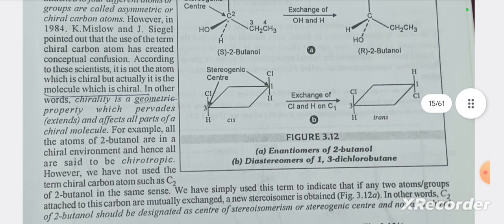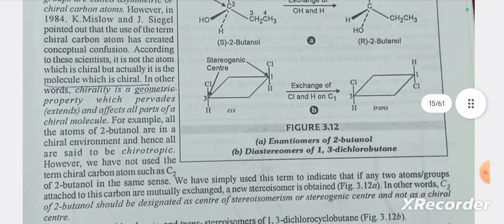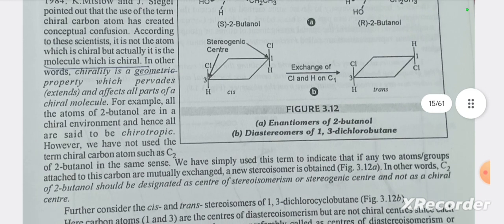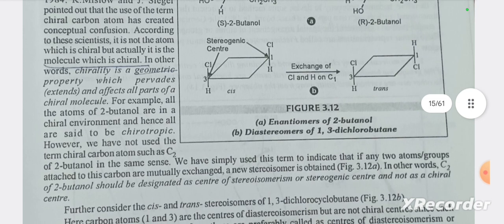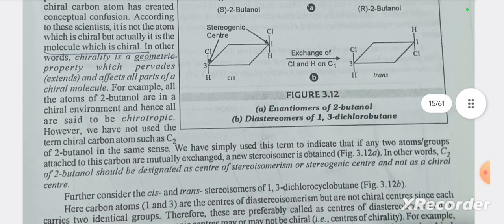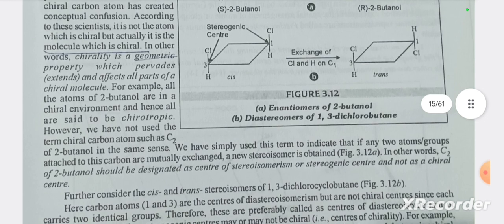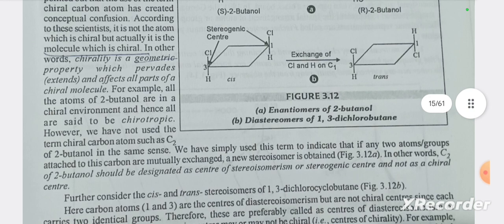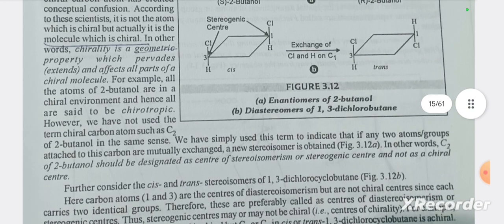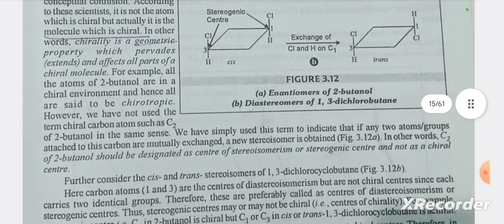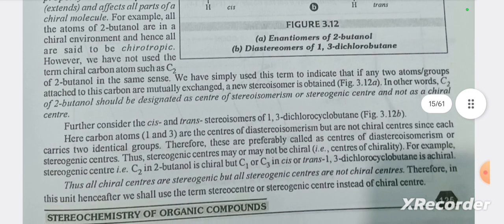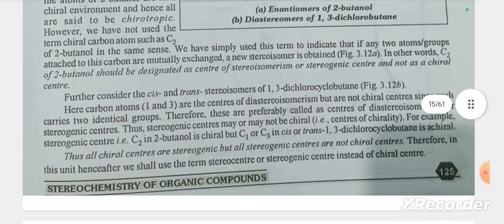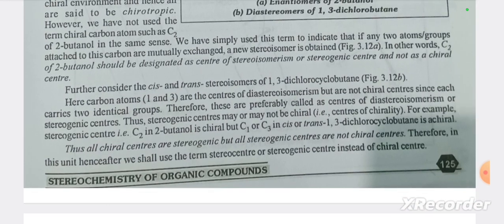However, in 1984, K. Mislow and J. Siegel pointed out that the use of the term chiral carbon atom has created conceptual confusion. According to the scientists, it is not the atom which is chiral, but actually it is the molecule which is chiral. In other words, chirality is a geometric property which pervades, extends, and affects all parts of a chiral molecule. For example, all the atoms of 2-butanol are in a chiral environment and hence all are said to be chirotopic. However, we have used the term chiral carbon atom such as C2 of 2-butanol in the same sense.